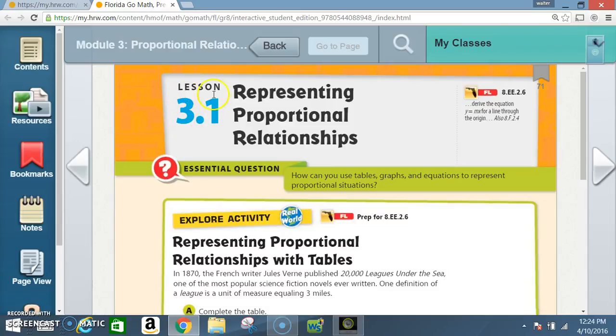Okay, class, today we're in lesson 3.1, representing proportional relationships. Essential question: How can you use tables, graphs, and equations to represent proportional situations?